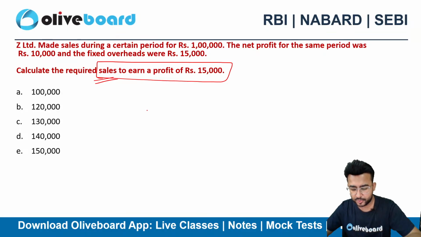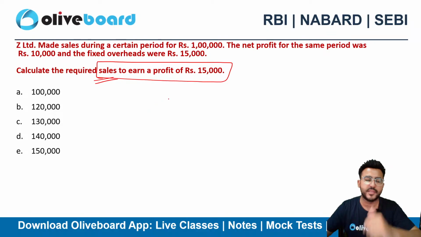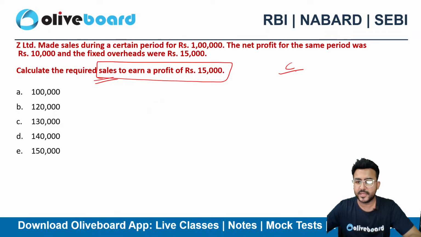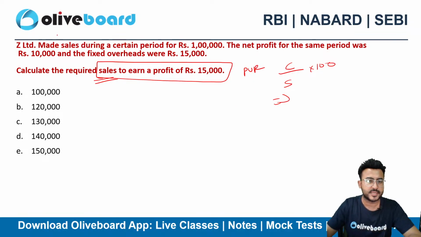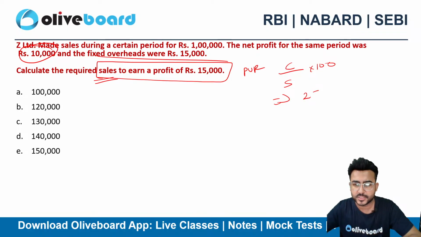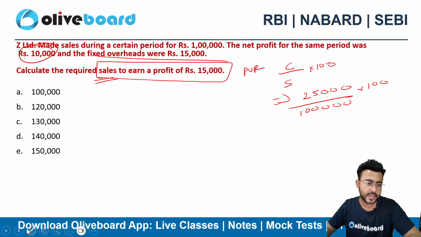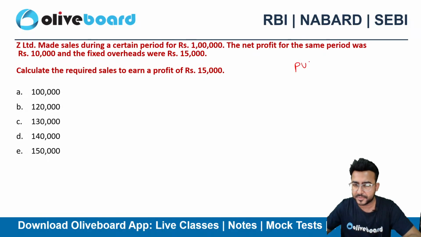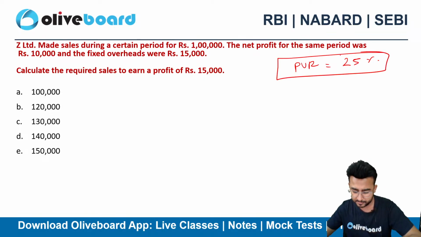The first thing you need to know here is, what is my PV ratio? PV ratio formula is contribution upon sales into 100. What is my contribution? It is nothing but the total of net profit and fixed overhead. So my current PV ratio is 25,000 divided by 1 lakh into 100, 25%. The same PV ratio I'll be maintaining in my coming sales as well.